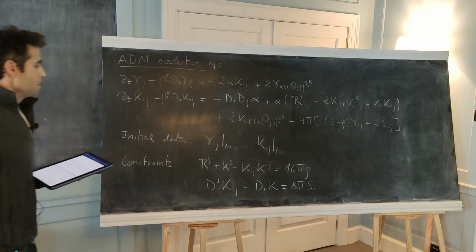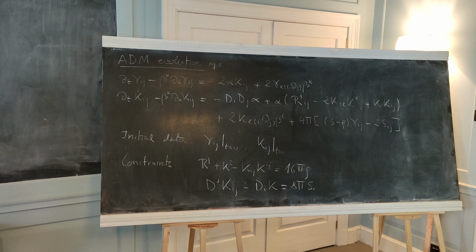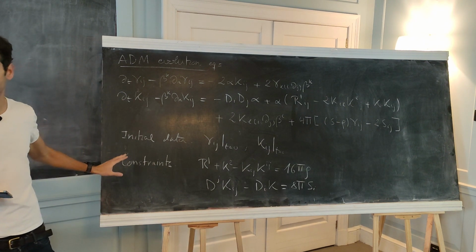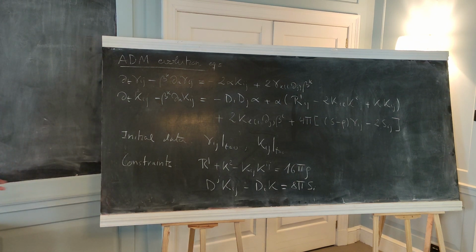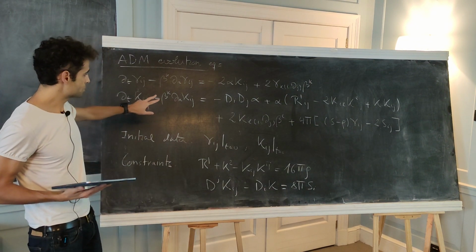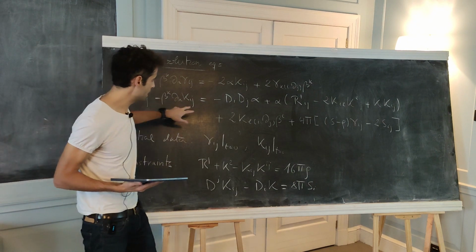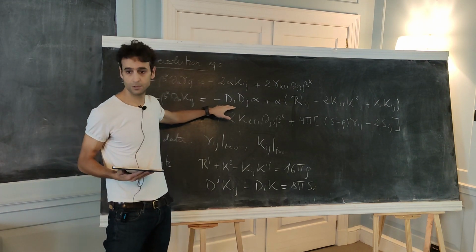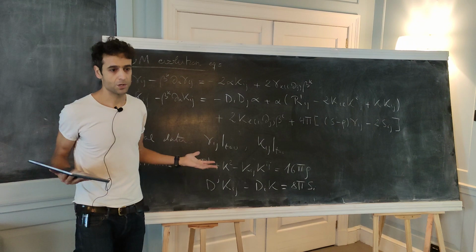So these are the so-called ADM evolution equations. The first comment I want to make is that this is the whole content of the Einstein equations when we write them down in this ADM form. That's it. There's no more. So notice that in these equations, we've got the shift vector and the lapse function, and in particular the lapse function appears with second derivatives, and we have no equations for them.